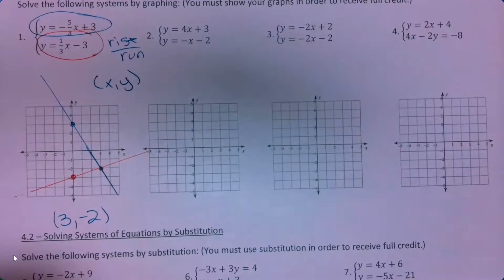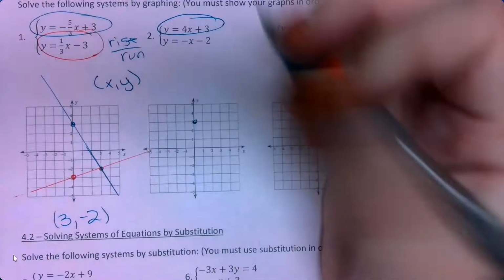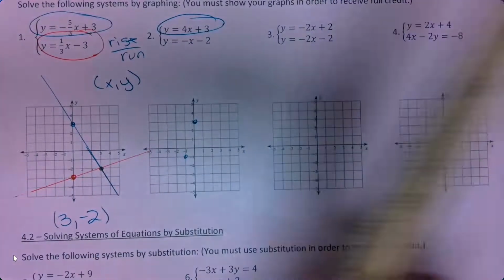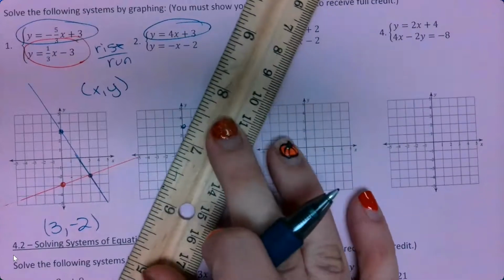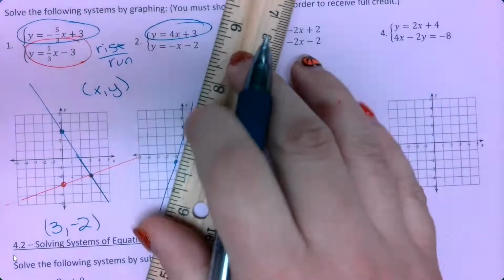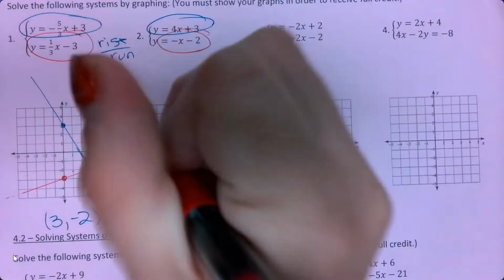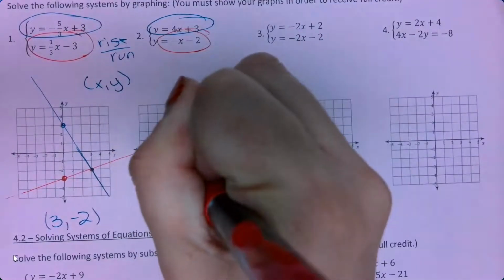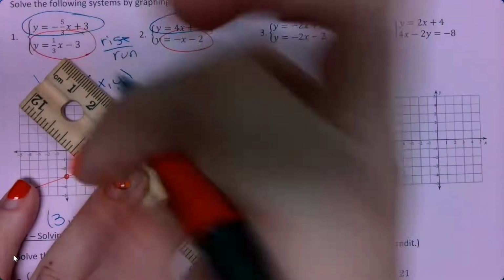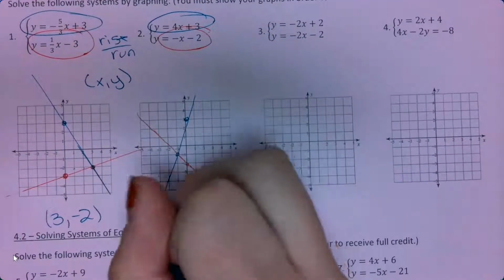Same thing for number 2. I'm going to start off at 3 for my top equation. I can't go up 4 squares, so I'm going to go down 4 squares and left 1. When I have to go down, I always do the opposite for both directions. So I'm going to connect these 2 points. The bottom one is negative x minus 2, so I'm going to start at negative 2. I'm going to go down 1 square, right 1, and then connect my points. These ones are crossing at negative 1, negative 1.